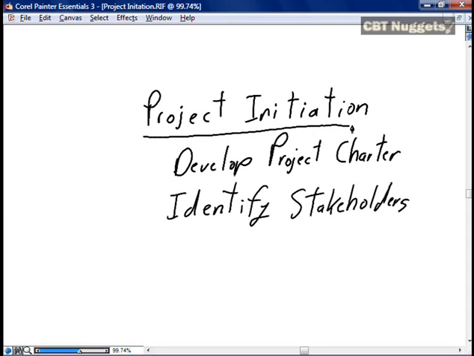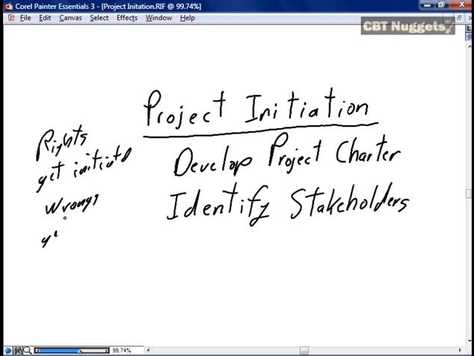This concludes the first of 5 nuggets on the process groups as defined in the PMBOK guide. This process group is called Project Initiation. Project Initiation is all about reviewing the backlog, reviewing potential projects, and ensuring that the right projects get initiated and that the wrong projects get, and I'm going to use the word killed. Or probably a more politically correct statement would be that the wrong projects do not get initiated.